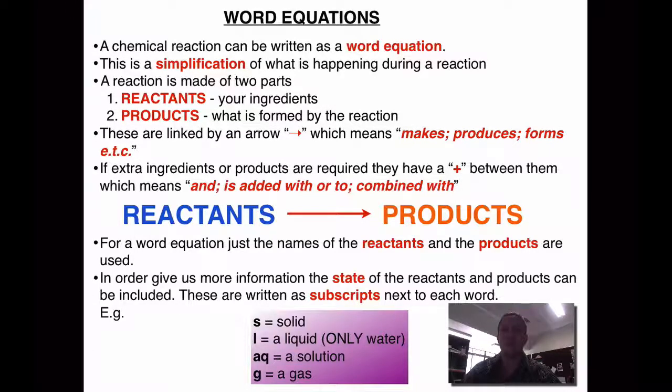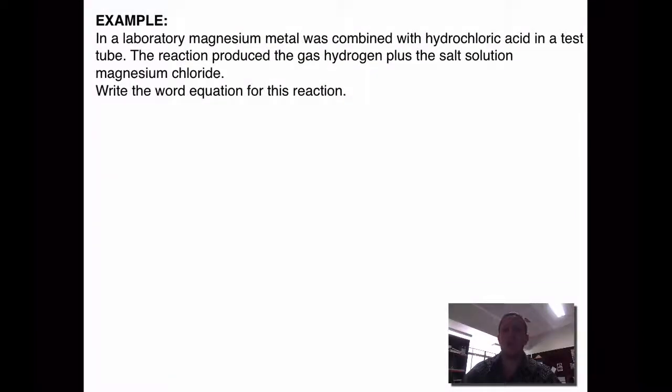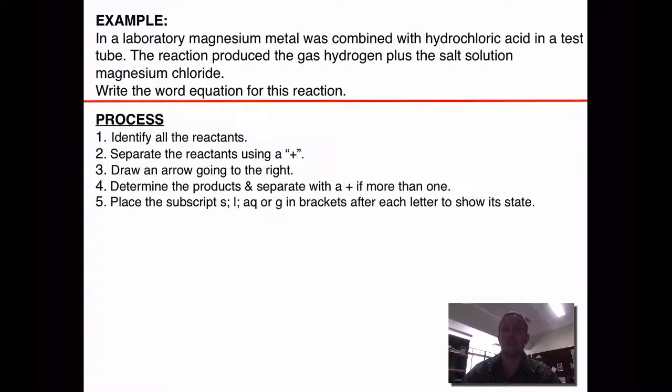Okay, so that's all the theory. Let's have a look at how we put it together. So in this example we've got some magnesium metal which has been combined with hydrochloric acid in the test tube. The reaction produces a gas and a salt solution. Now the gas is hydrogen and the salt solution is magnesium chloride. At this stage we are not going to look at trying to determine what happens. This will come later on when you get onto reactions. In this case we are given the reactants and we're given the products, and you just have to formulate the word equation.